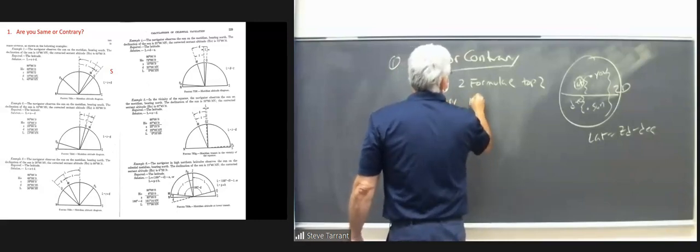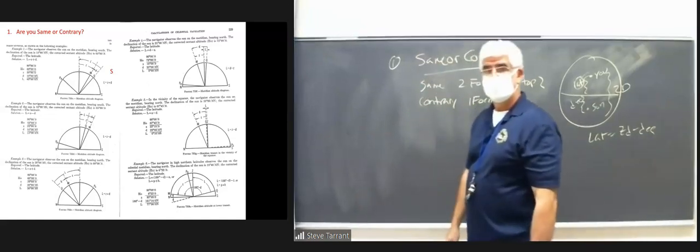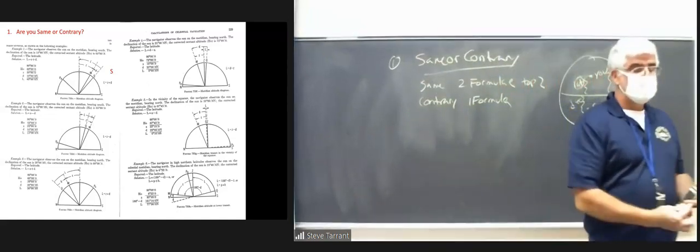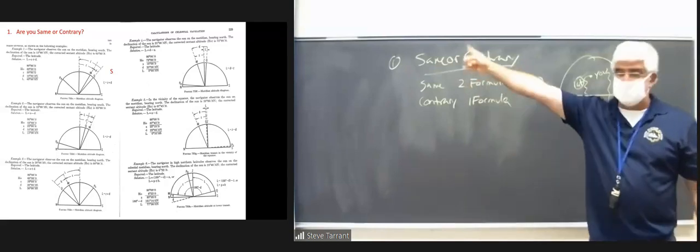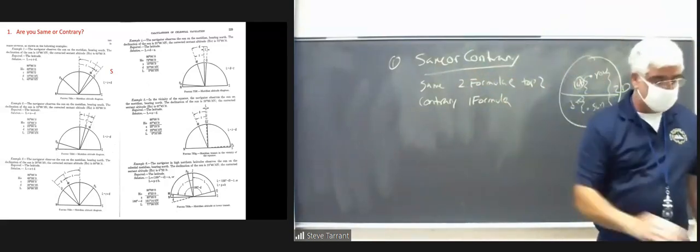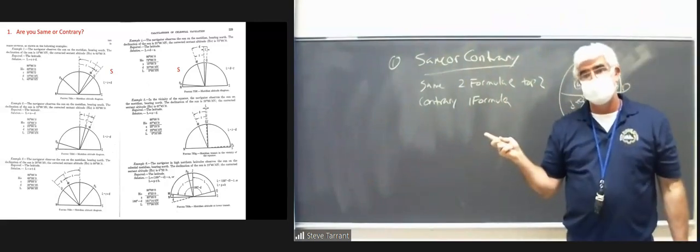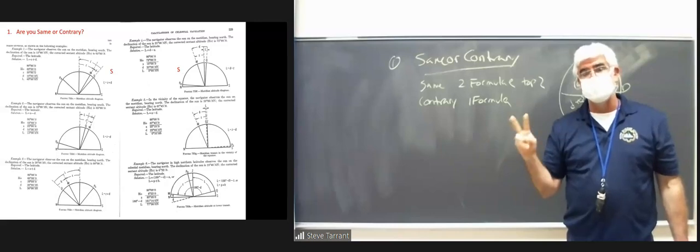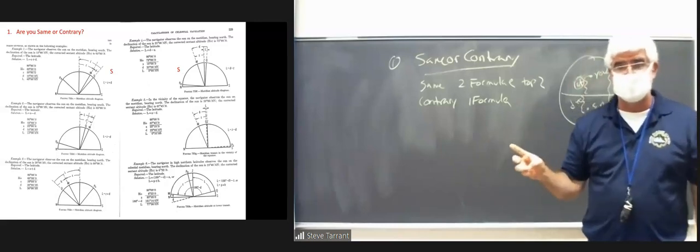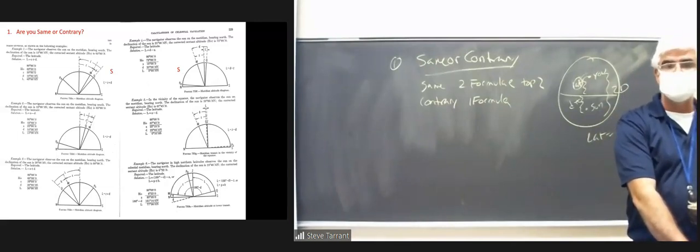If you're contrary, there's one formula. Okay? So, turns out that the top two, the one on page 538 and the other one on page 539, those are both for same. Okay? There's two situations for same. We're going to dive into it in just a second. So it's same and same. We'll add another note in that in just a second.